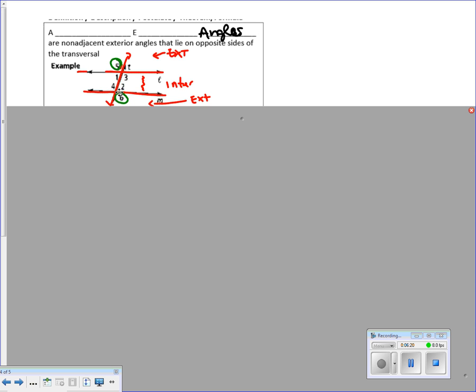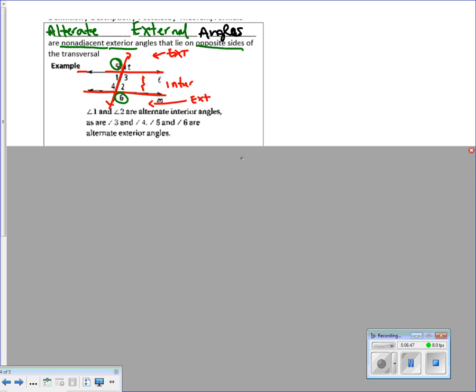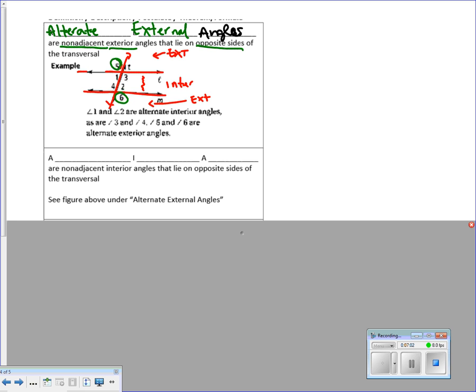If you take a look at where that T is for the transversal, there's an angle on that other side of 5. To the right of angle 5 is another angle over there. That one wouldn't work because it's adjacent. So it has to meet both categories: non-adjacent exterior angles, and they're on opposite sides of the transversal. So 5 and 6 are alternate exterior angles. Alternate is the key word that tells you one is on one side, one is on the other. Exterior means that they are on the outside of the two lines that the transversal is crossing.